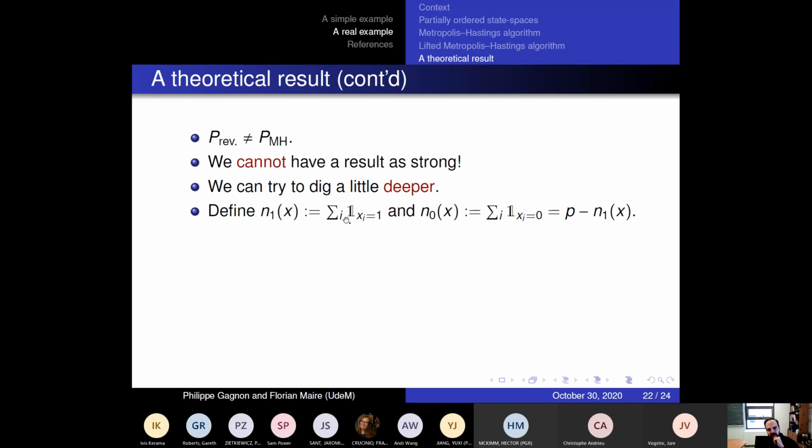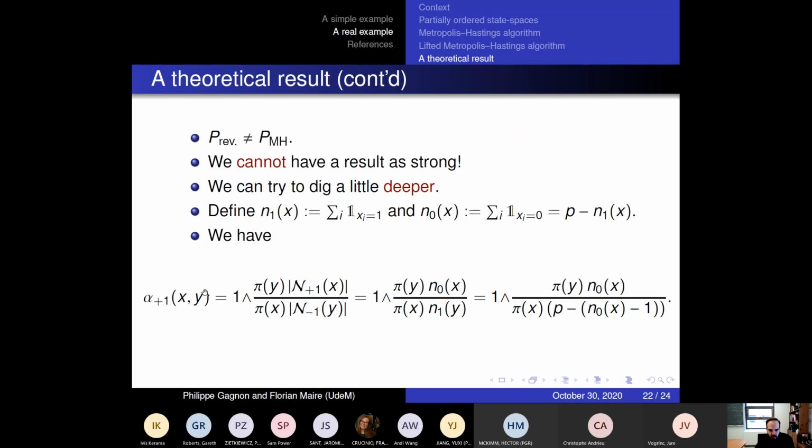It's the number of ones that you have in your vector, and n0 of x is the number of zeros. The two objects are related because p minus n1 of x is equal to n0 of x. Okay. So if I look again at the acceptance probability, if I have the direction +1, it's given by this when the proposal is uniform, and you can write it this way, okay?